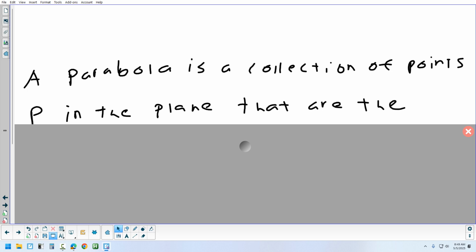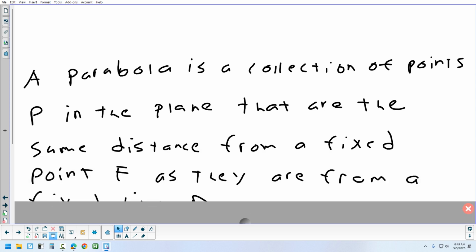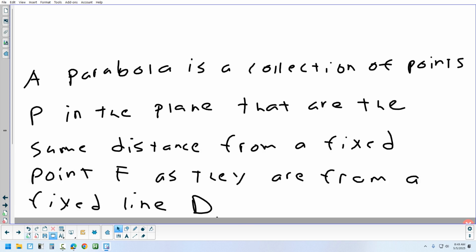So a collection of points in the plane that are equidistant from two things. Okay. Not just one thing like a circle, but from two things. The two things that they're equidistant from is a special point we're going to call F. We don't know this yet, but it stands for focus. And a special line that we're going to call D. And D stands for directrix. Okay. I'm going to write those down.